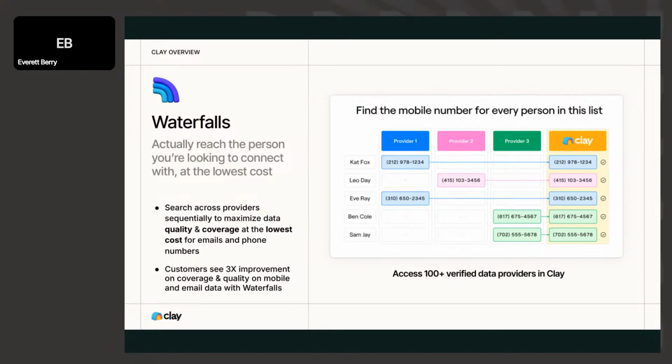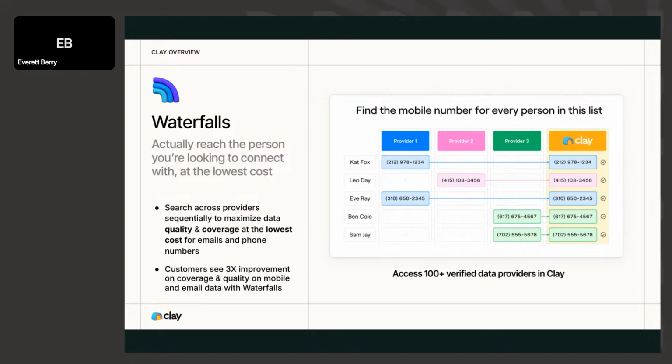A couple of tricks for waterfalls: one, make sure that you are not only grabbing data from different providers, but you're also validating the data at the same time. Particularly for emails and phone numbers, it's really important to pull data from a data provider and then run a separate validator on that data to, for example, ping the inbox to see if it exists.